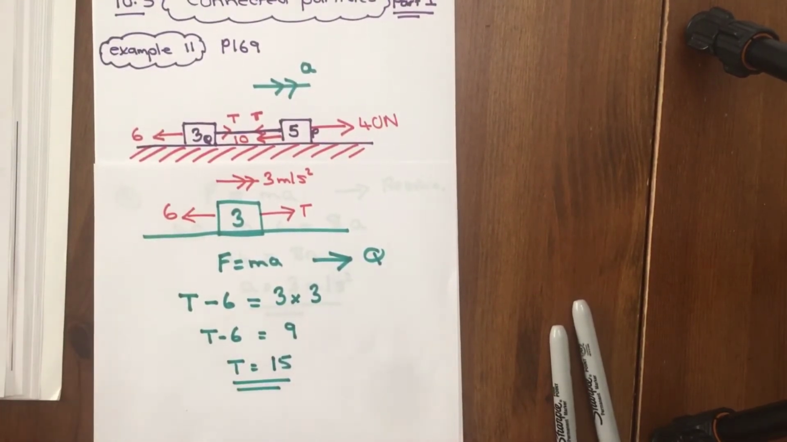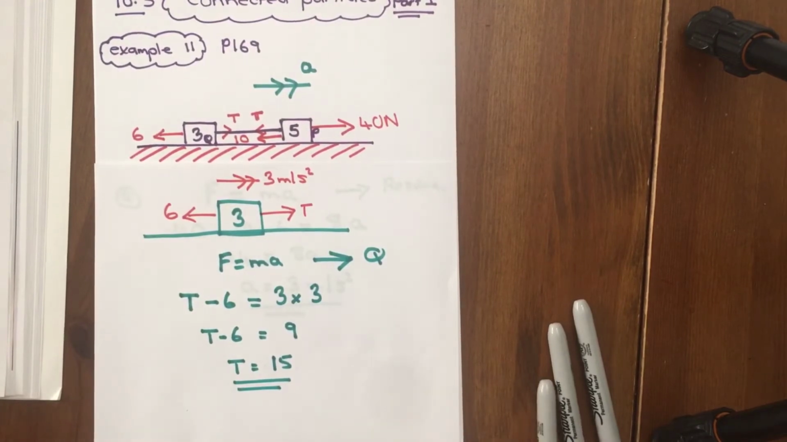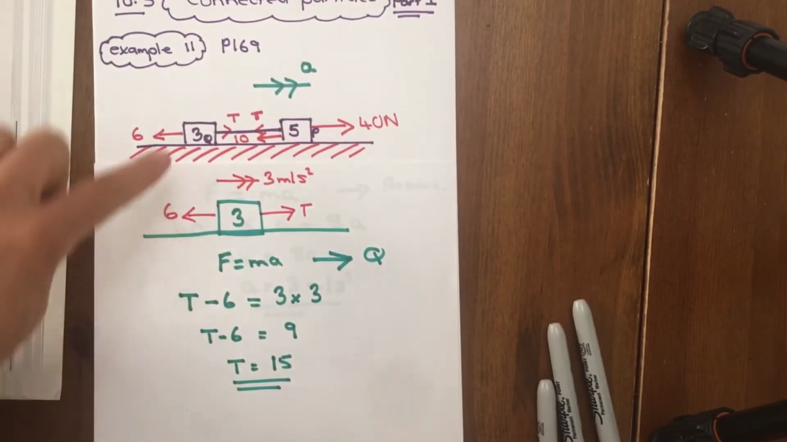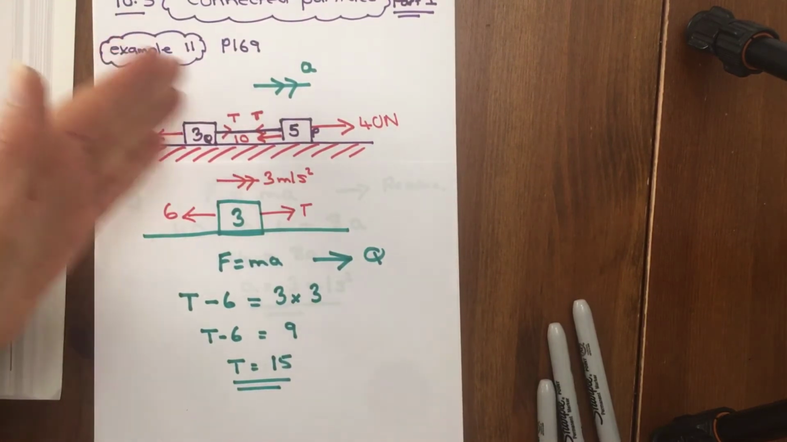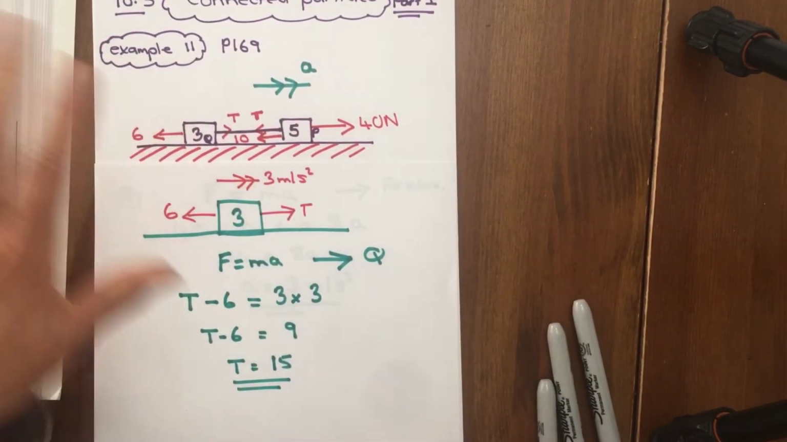So the tension is 15 whether I look at Q or whether I look at P. I will have the same tension. Now this one, looking at Q, was actually easier than looking at P because there were fewer forces, but it doesn't matter.